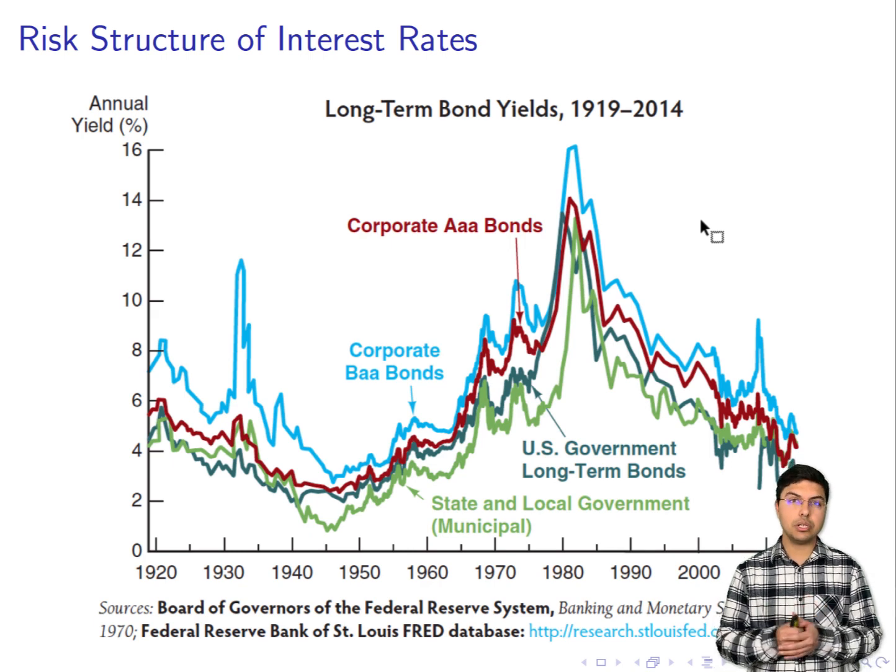So the objective of this lecture is to discuss the key factors that can help us understand this graph better. In other words, what we really want to understand is what are the factors that can explain why interest rates on different bonds with the same maturity differ from each other so greatly.